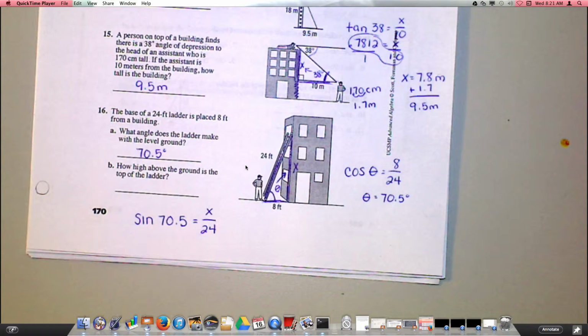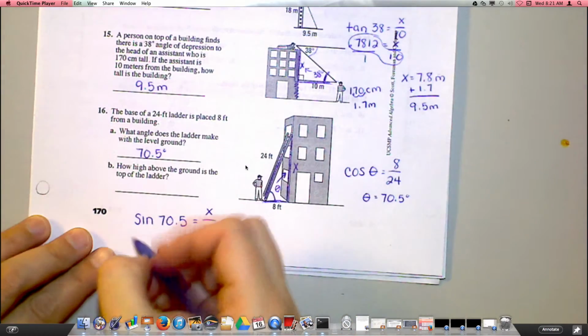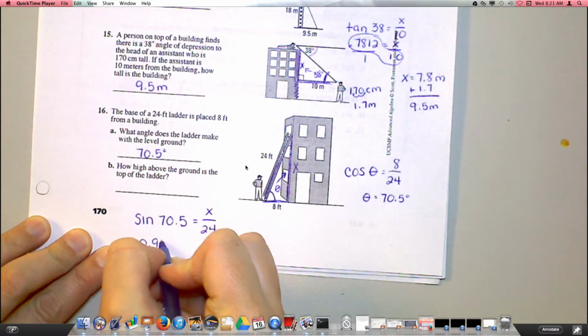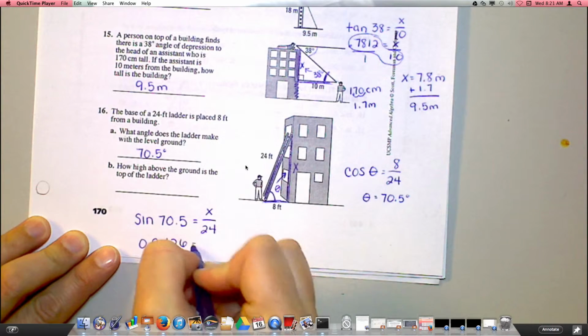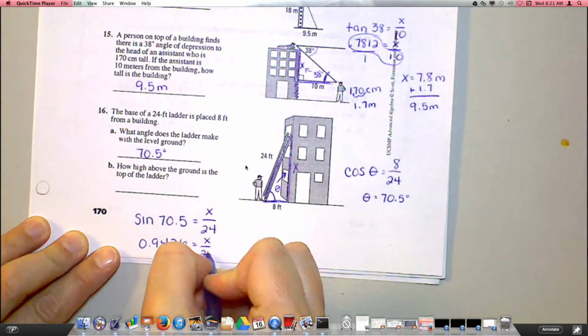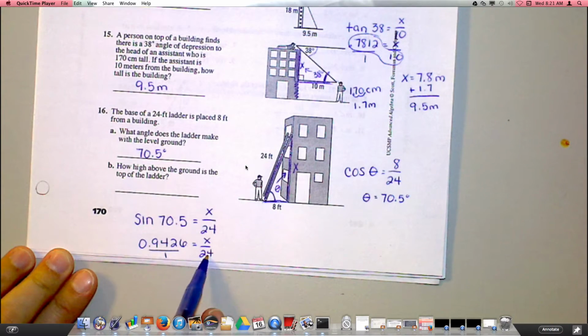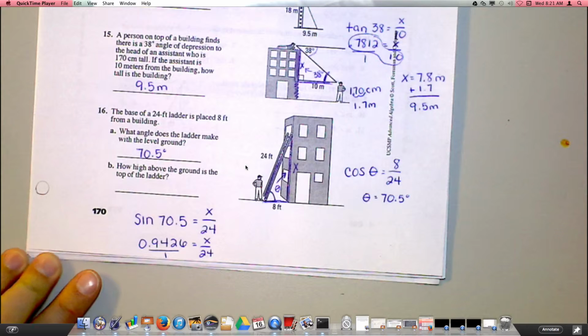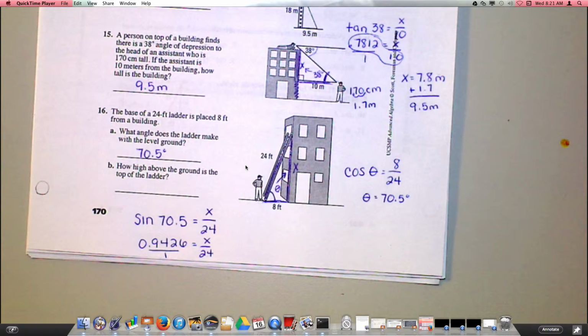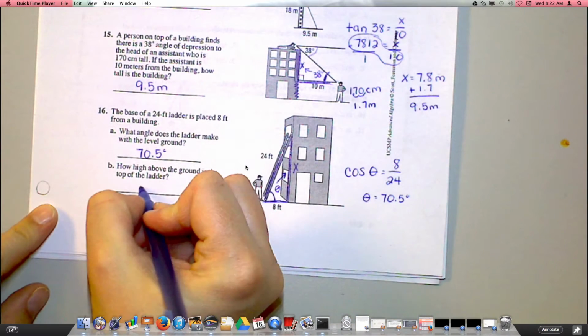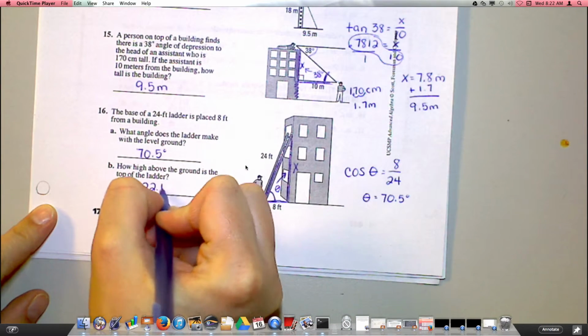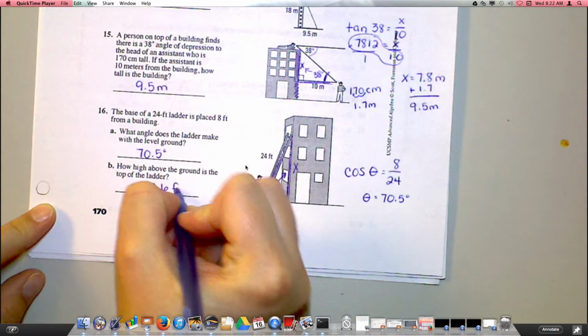Everyone okay with that setup? Can you help me with sine of 70.5? Thank you. 0.9426 equals x over 24. Put this over 1 and cross multiply. So you're really doing 0.9426 times 24. It's probably going to be in the 20-ish range. 22.6? Thank you. So that'd be 22.6 feet.